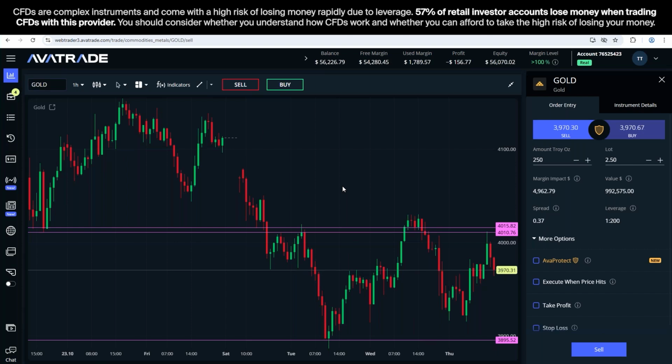It went up $50 an ounce. It went down $50 an ounce. No matter where you had your stop loss, if it wasn't 100 or more dollars an ounce away, which gets pretty costly, then even with a small trade size, you were probably going to get your stop loss in. So rather than having a stop loss, especially when there's a lot of volatility, you can use AvaProtect.